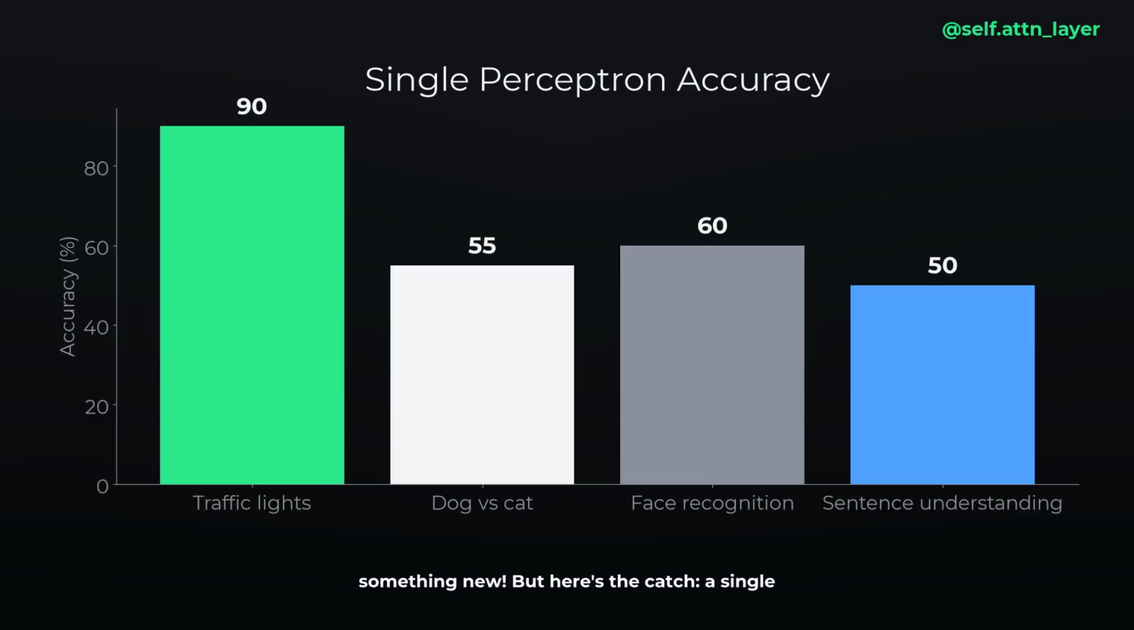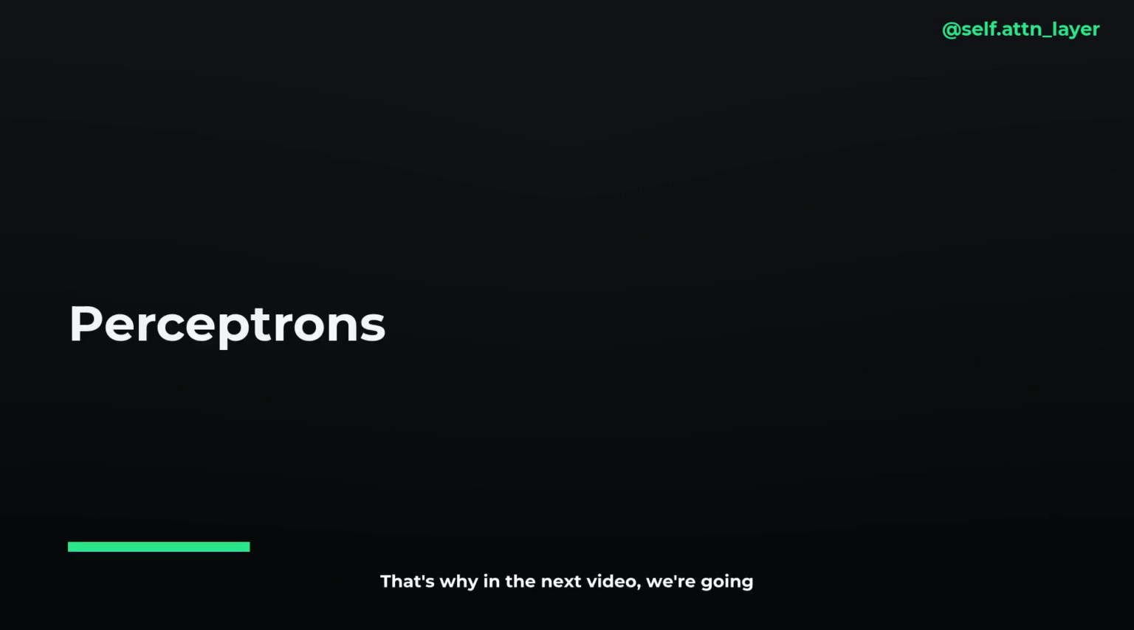But here's the catch. A single perceptron can only solve very simple problems. It can't tell the difference between a dog and a cat, or recognize a face, or understand a sentence. It's like a single Lego brick. Useful on its own, but to build something big, you need lots of them working together. That's why in the next video, we're going to stack perceptrons on top of each other to build a real neural network. Each perceptron is like a tiny assistant that looks at part of the problem, and together they solve something much bigger. That's it for today.